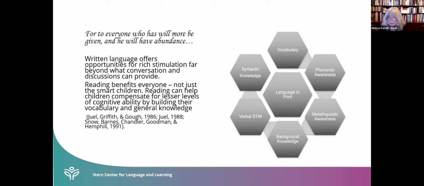Written language offers us opportunities that we don't get when we're chit-chatting with friends. And I just wanted to go through them. So language in print, yes, it helps us develop our vocabularies. It helps us not only develop our vocabularies, but it helps us develop our sense of syntax and how we express ourselves at the sentence level. So how words are chunked into phrases and clauses, and the different ways that we can structure our sentences.